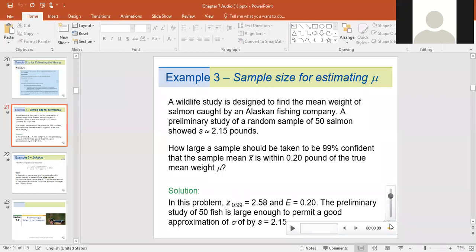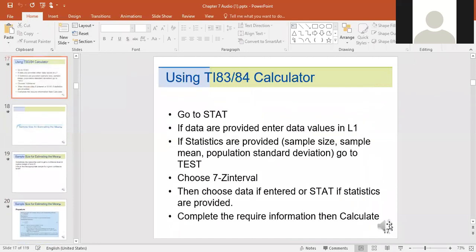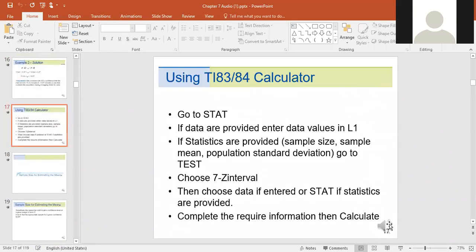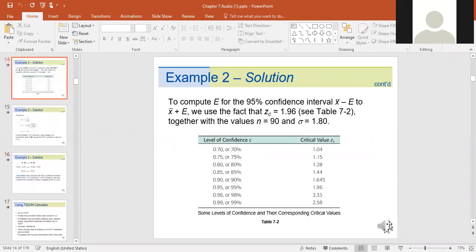But your PowerPoint has different values. These are the values for the most common confidence levels you will get. If you don't want to use your calculator to go and solve it out, come and look. 90%, 1.645; 95%, 1.96; 99%, 2.58; 98%, 2.38, and so on.